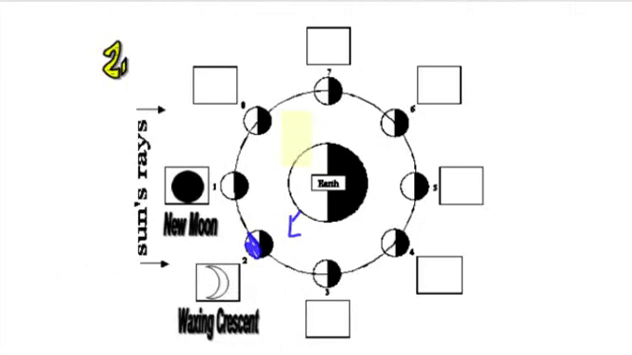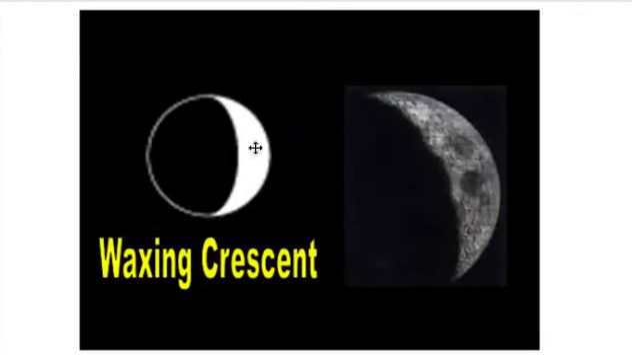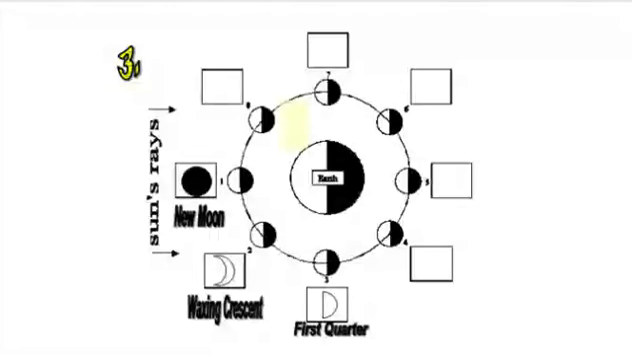So what that would look like is this, okay? So only this little portion is lit up, and this is how it would look in real life. The next phase would be the first quarter.